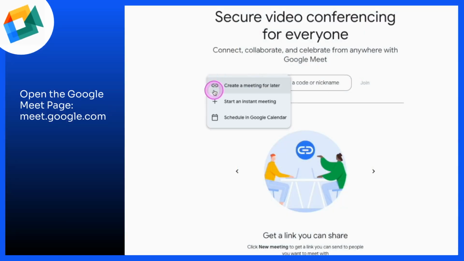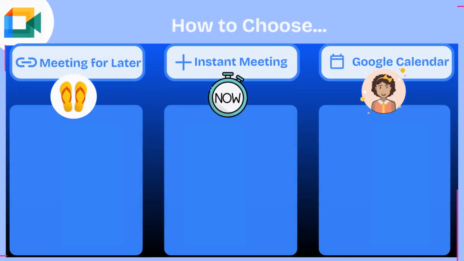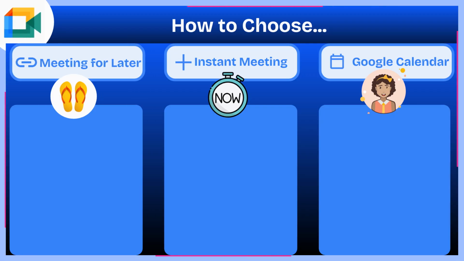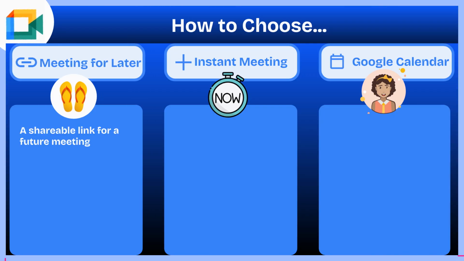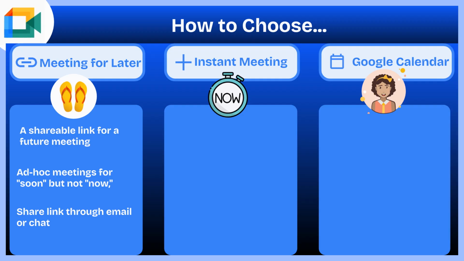The new meeting button gives options to create a meeting for later, an instant meeting, or schedule for Google Calendar. As the name implies, Meeting for Later quickly generates a shareable link for a near future time. It's ideal for ad hoc meetings that need to happen soon. You'll simply copy the link and send it out manually. A solution for casual situations.